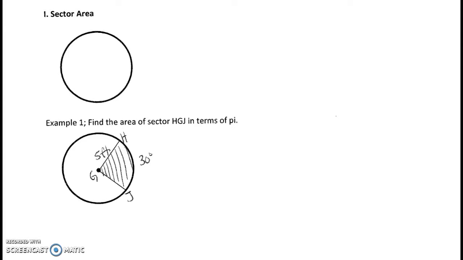All right, we're going to be looking at 3 formulas today involving circles. So we're going to be looking a little more closely at how to calculate specific parts of a circle. So the first thing we're going to look at is what we call sector area. So let's define what sector area is first.